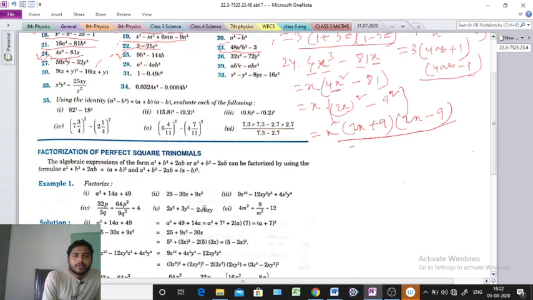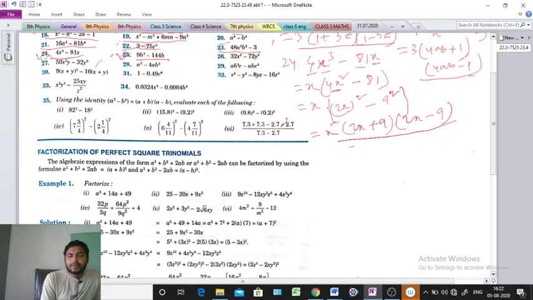Next, question 25. Very easy problems are there. You can try also, no problem. At first you should try, after that you will see the solution. Good students at first try by themselves. That is the creativity of good students. Other students can also try.